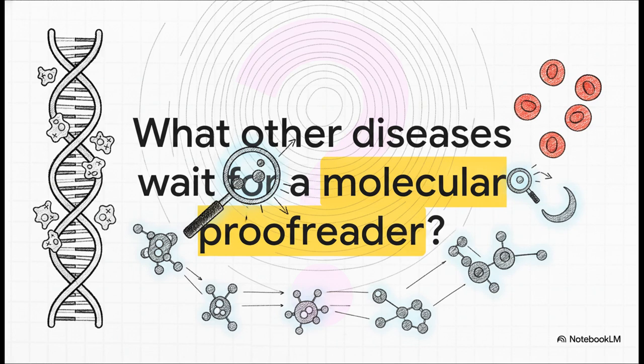But it leaves us with a fascinating, provocative thought to end on. If we now have the technology to reach into the human genome, find a single genetic typo, and successfully rewrite it to cure sickle cell anemia, what other complex, devastating diseases out there are just waiting for a molecular proofreader?